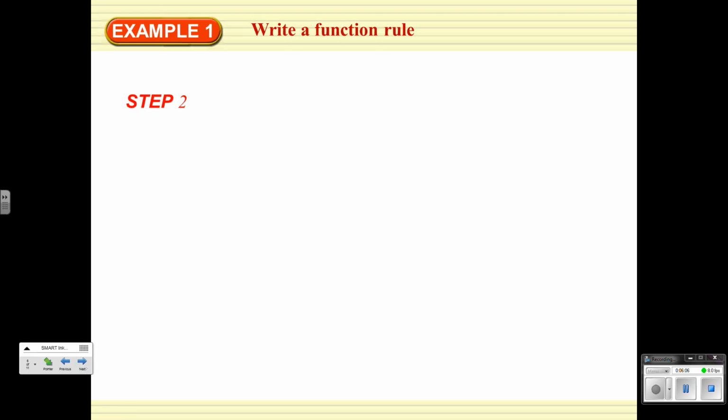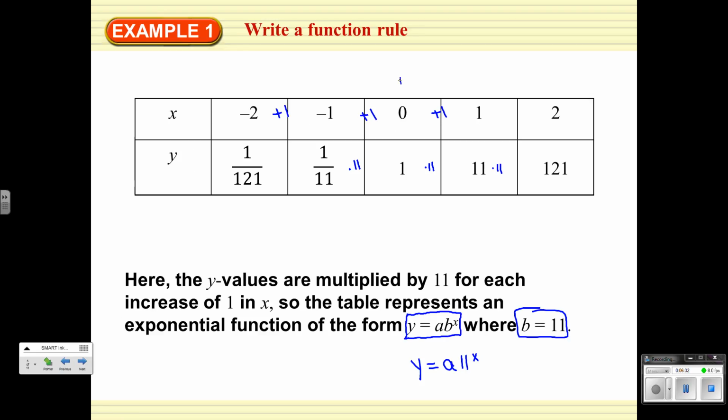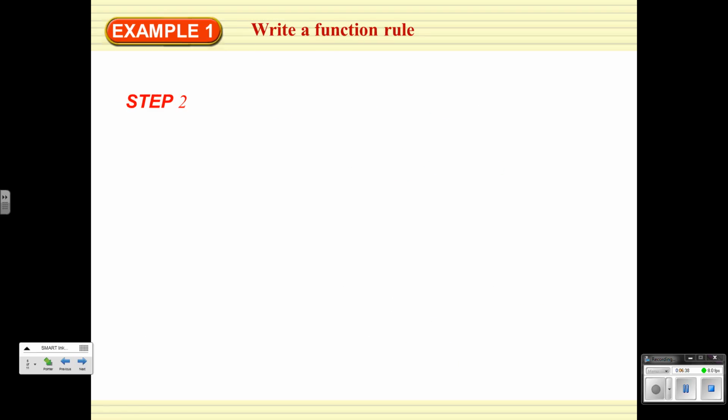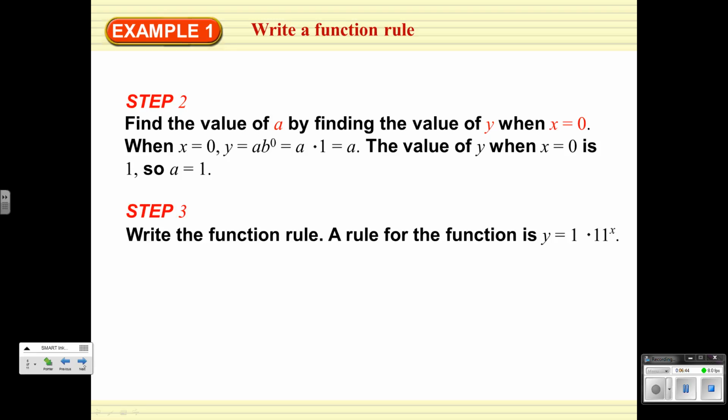Here's how we find what a is. Here's step 2. We want to find the value of a by finding the value of y when x is 0. Because when x is 0, that means our b to the 0 power is 1. So y equals a when x is 0. So let's find what a is when x is 0. So here's x at 0, and here's y when x is 0. So a must be 1. Okay, and that's what it says right here. a equals 1.